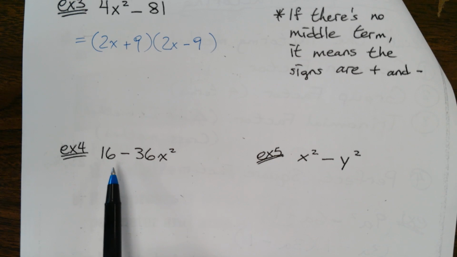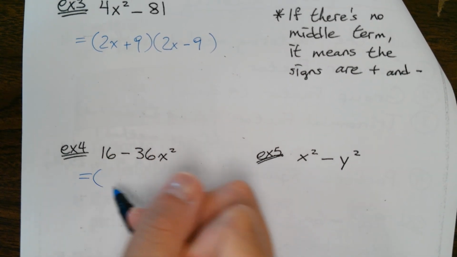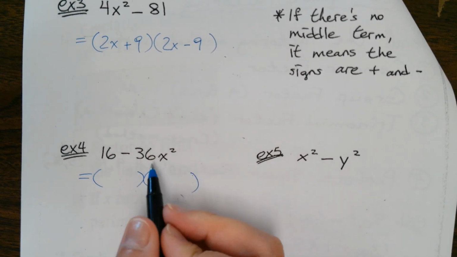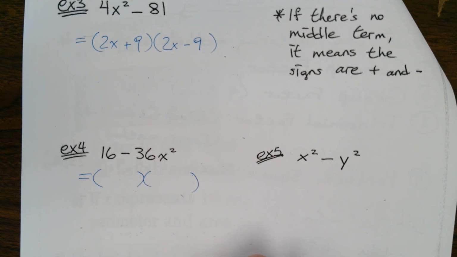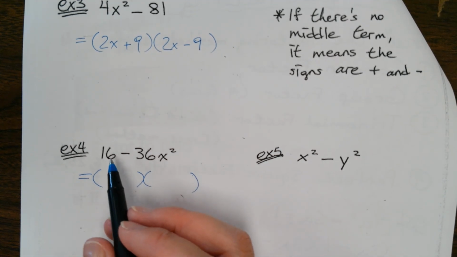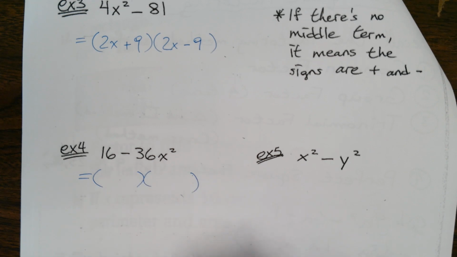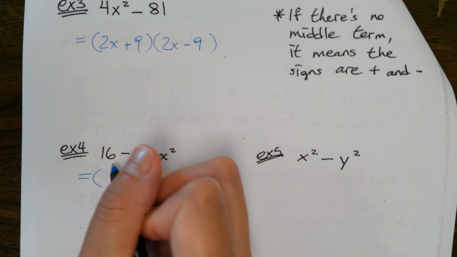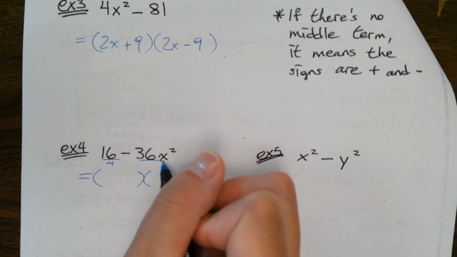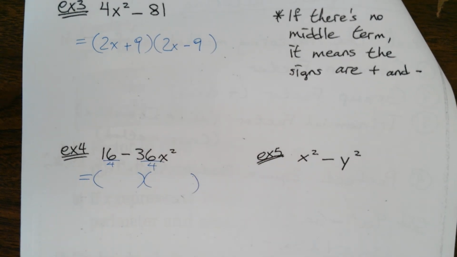Okay, example 4. So it doesn't have to be the x squared term first. It could be your constant that goes first. So 16, 36, are they perfect square numbers? Yeah. All right. Oh, actually, before I do that, what can I take out from both? Yeah, I can actually take out 4 out of both.